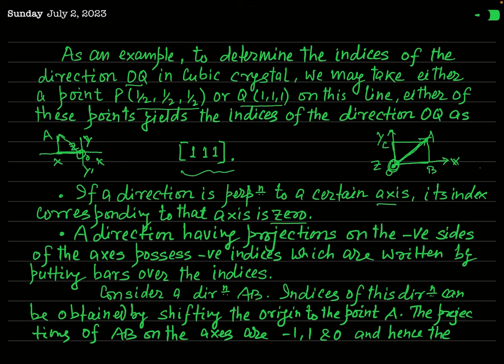You can see the direction having projection on the negative side of the axis possesses negative indices, which are written by putting bars over the indices, as we have done in the case of mirror indices too. So whenever there is a negative projection, a negative integer, that will be marked by writing a sign of bar over the index. Okay.